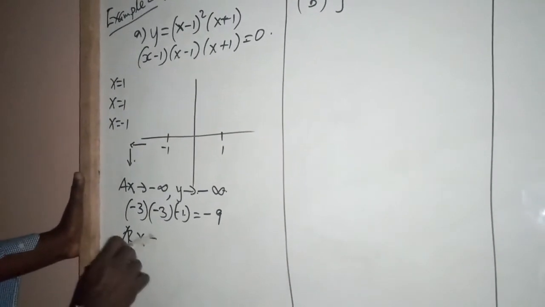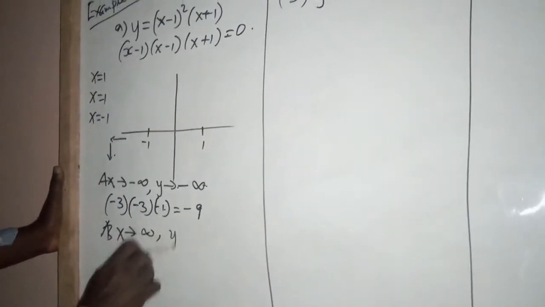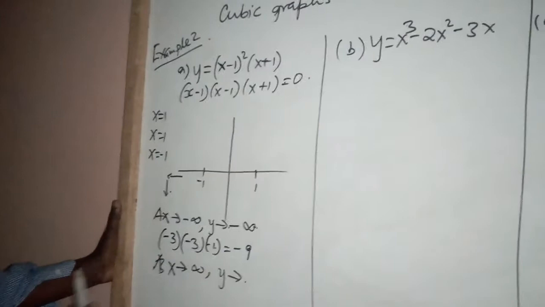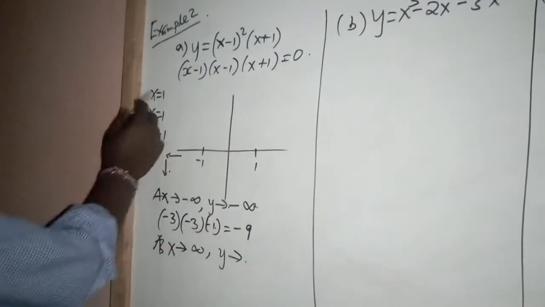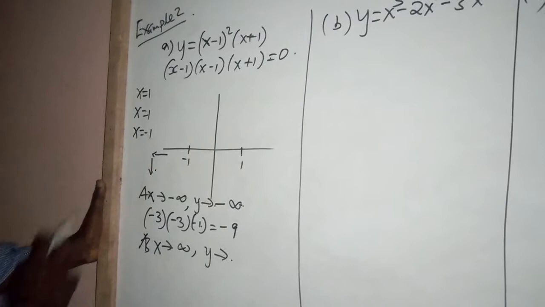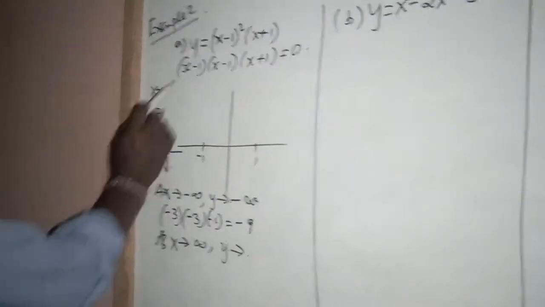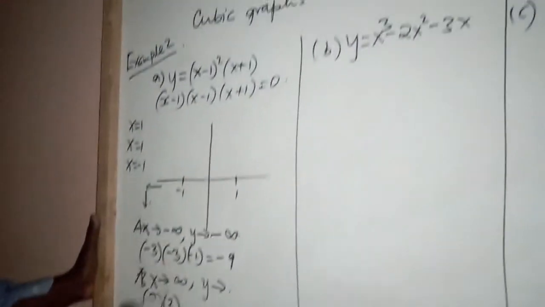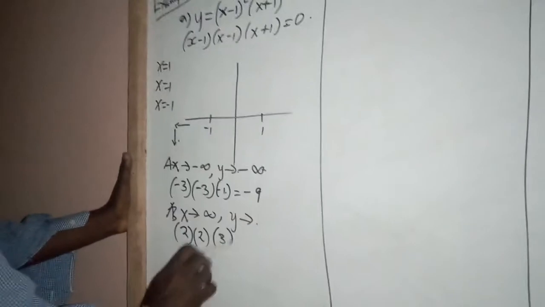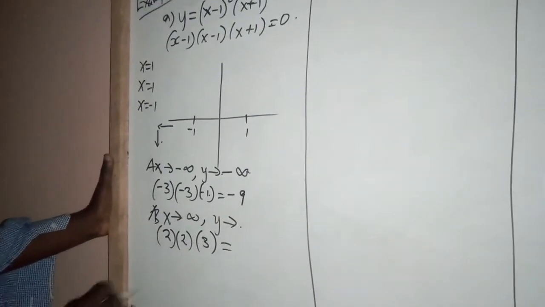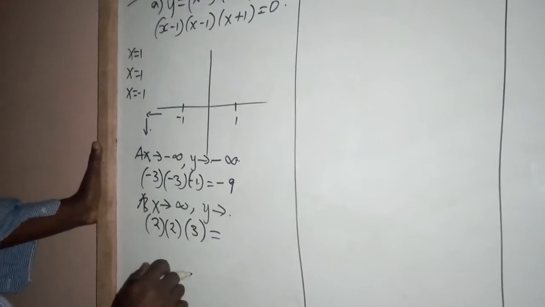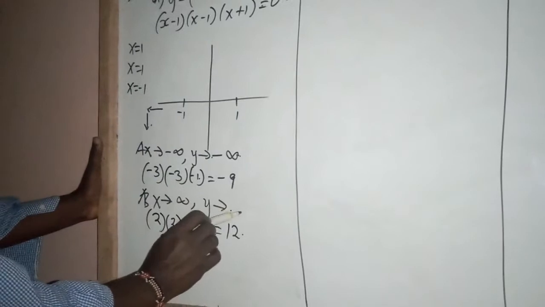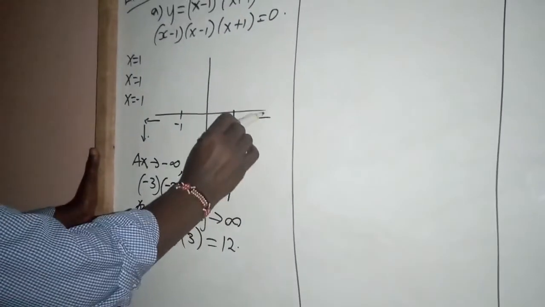As x approaches positive infinity, how does y behave? For us to see how y behaves when x tends to positive infinity, we need to consider the value of x equal to 2. This bracket, 2 minus 1, gives us a 2. 2 minus 1 gives us a 2 in the second bracket. And 2 plus 1 gives us a 3. And of course, this is 4 times 3, which is positive 12. So as x approaches positive infinity, y also approaches positive infinity.